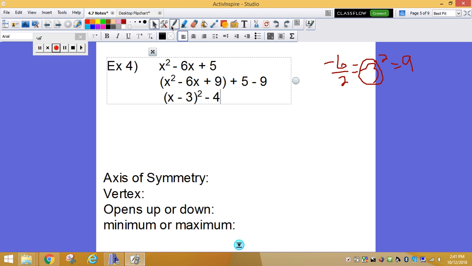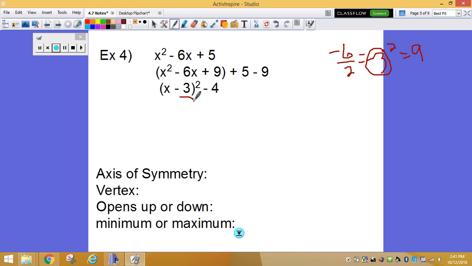So your axis of symmetry is right here at 3. Your vertex is, or sorry, it's at negative 3. My bad. No, it's not. See, I told you, it messes me up too. That is my formula, that it's a minus. So my vertex is at 3, negative 4.